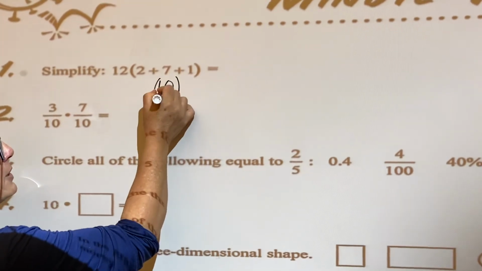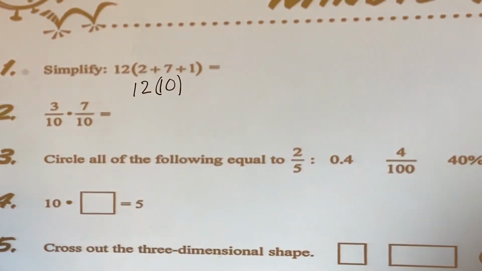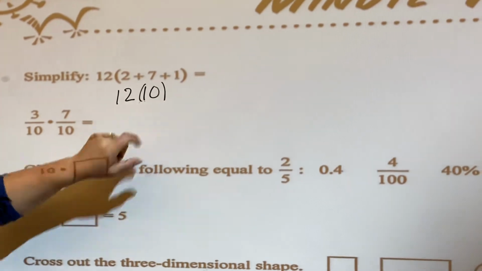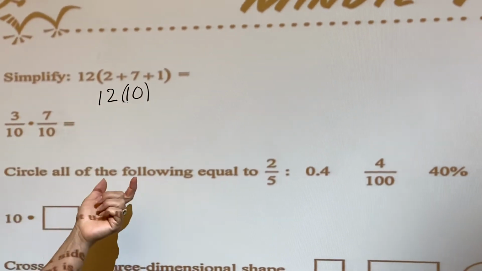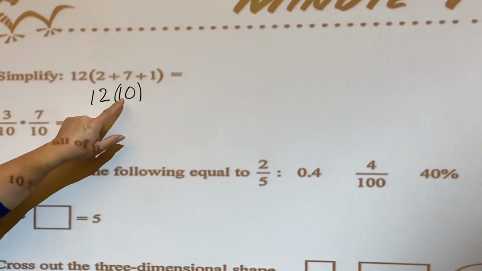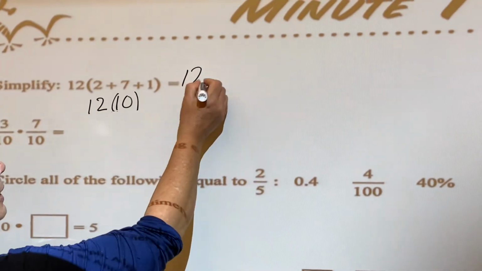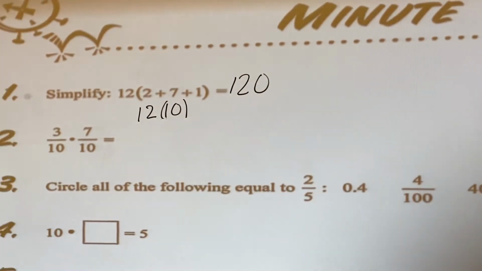But if you notice, I'm still gonna place the parenthesis. That 10 goes inside this parenthesis because it implies multiplication. So we have 12 times 10 is 120, and that is the answer for this one.